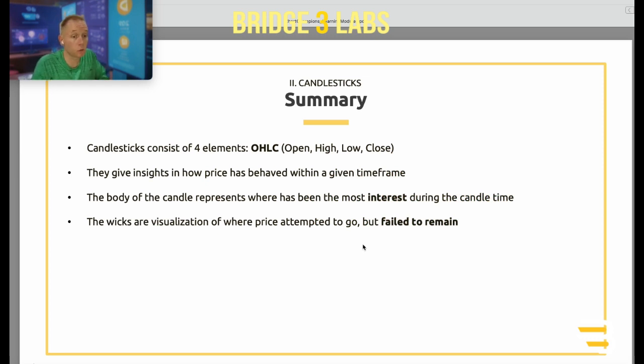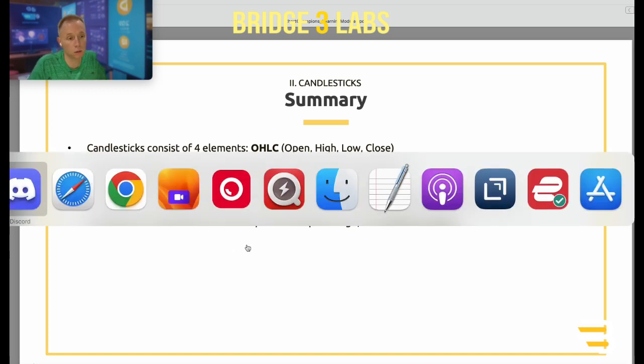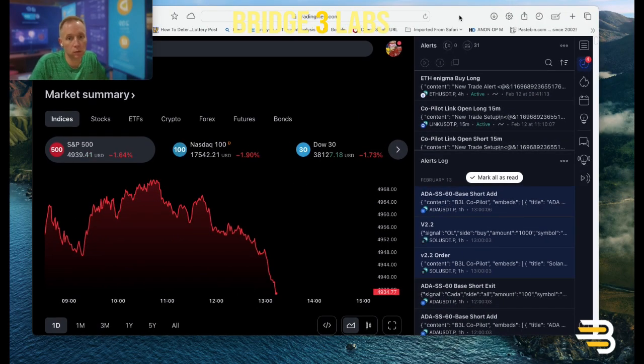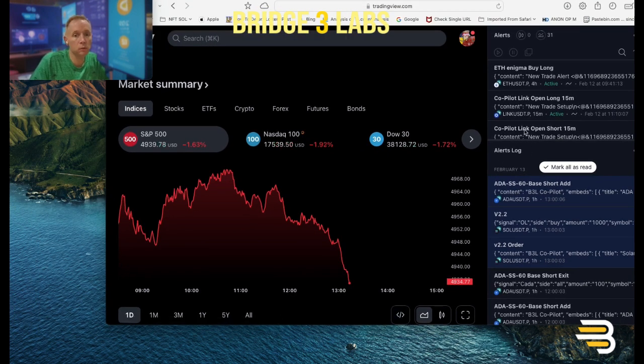Summary: candlesticks consist of 4 elements: the open, the high, the low, and the close. These give insights into how price has behaved within a given time frame. The body of the candle really represents the most volume that was taking place in that time period, is how I'd put that. The wicks are visualizations of where price attempted to go but failed to remain. Not super hard, nothing to get too stuck on, guys.